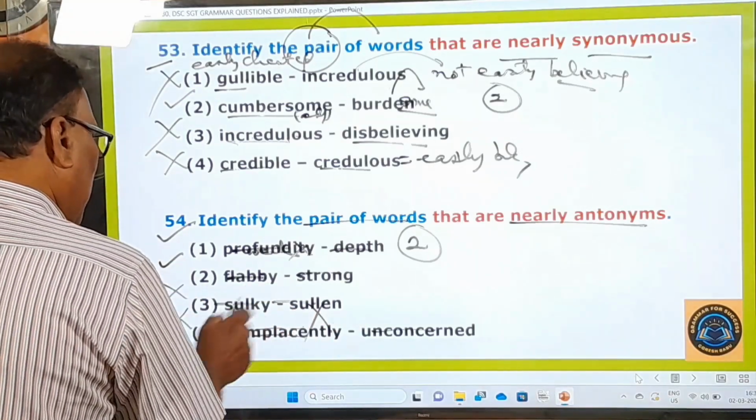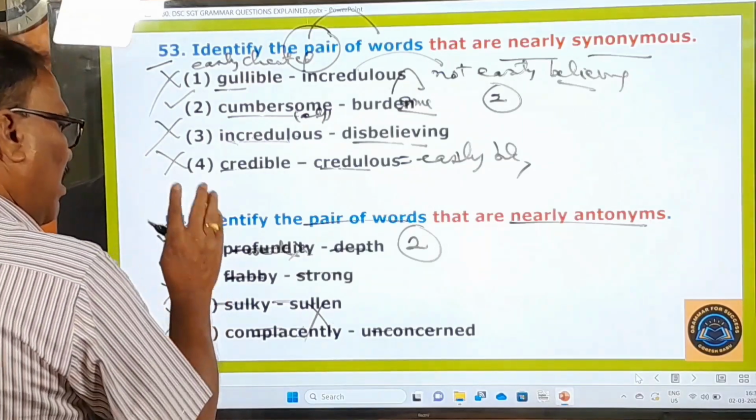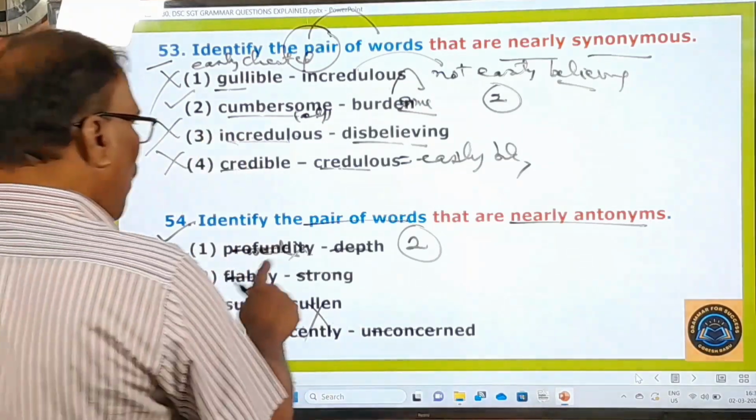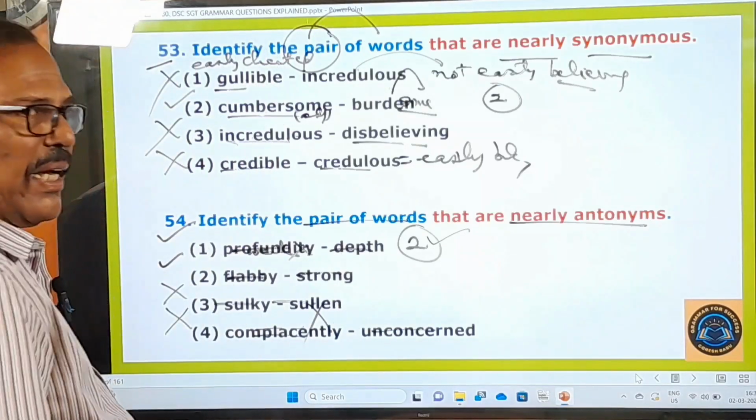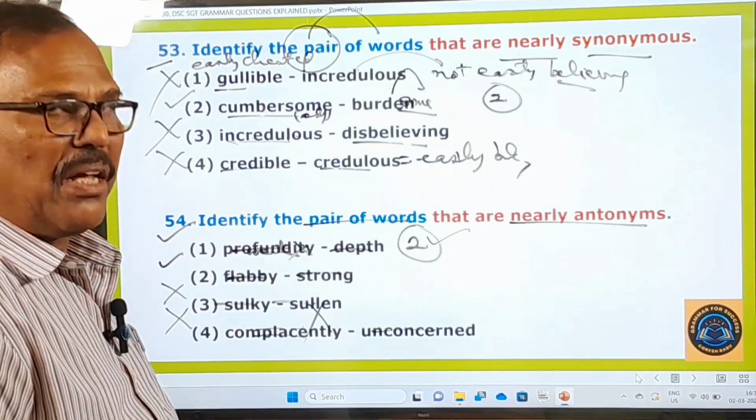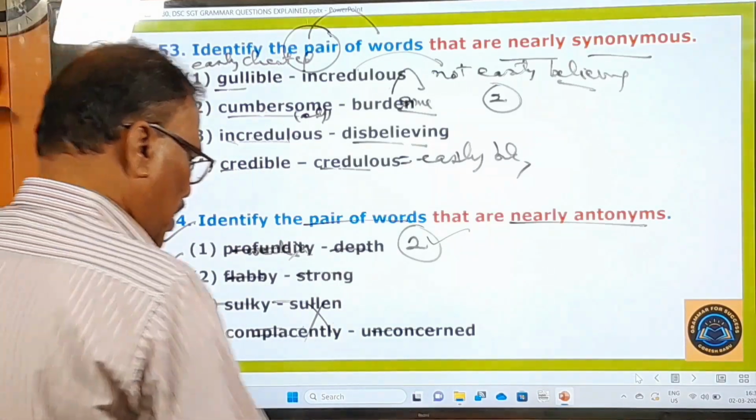So sulky and the first one, third one, fourth one are not antonyms. Only flabby, strong. That second one is the right one. Okay, are you following me? Now let's move on to other questions.